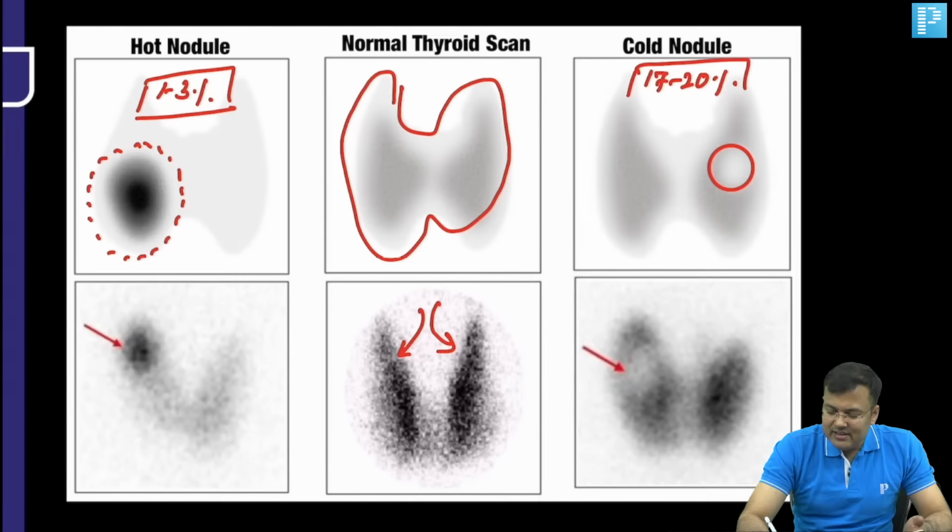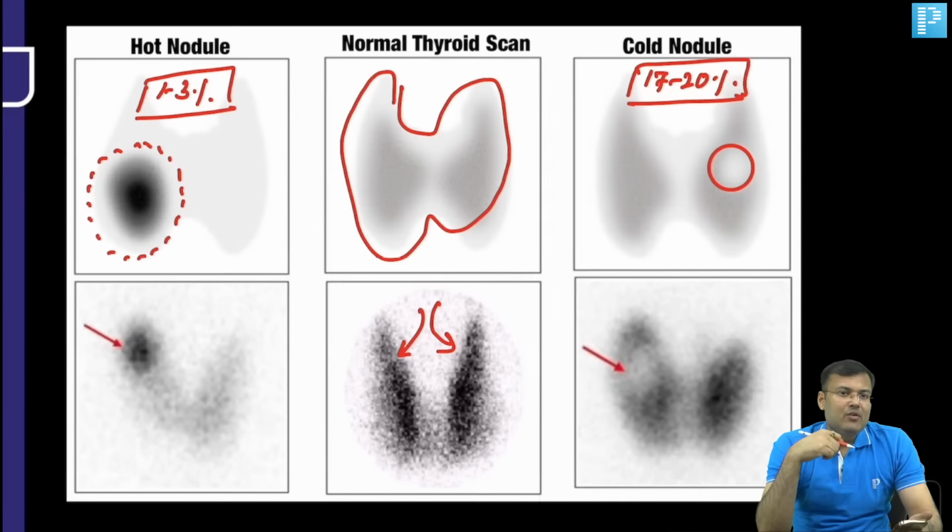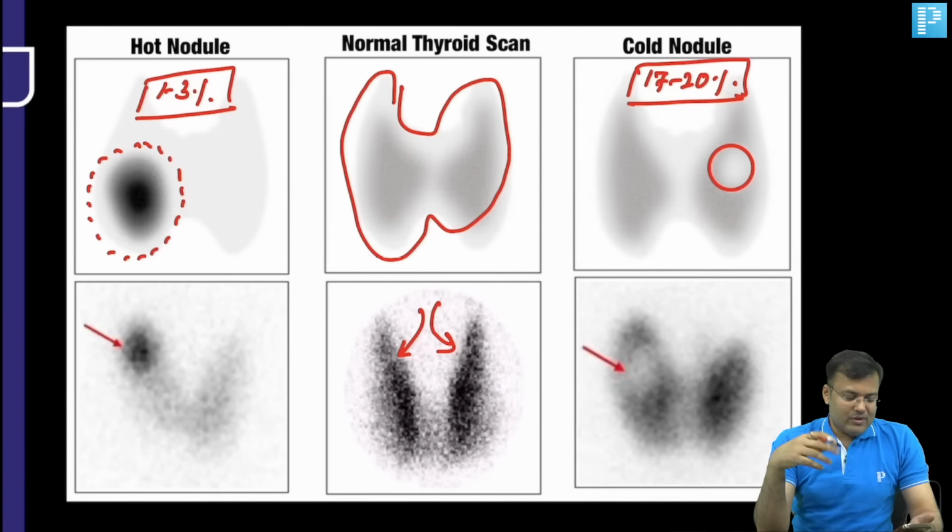Risk of malignancy 17 to 20%. All of you know, cold nodule, it's not going to take radioactive iodine. So, now tell me the treatment. Megha, you tell me, what's the treatment of cold nodule?